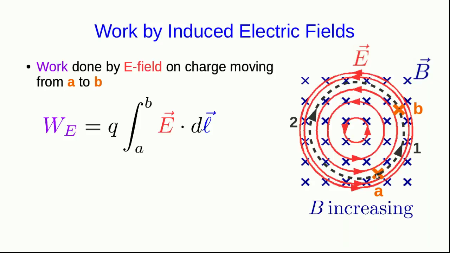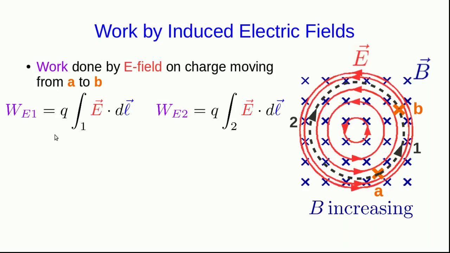But now think of going around this different path too, from A to B. Everywhere along this path, the electric force is opposite the direction of motion, and so clearly this will result in a negative work. And so the work by path 1 and the work by path 2 are clearly different. This is different from what we've seen for E fields previously, because for the E fields we're used to, the work done by those fields is path independent.